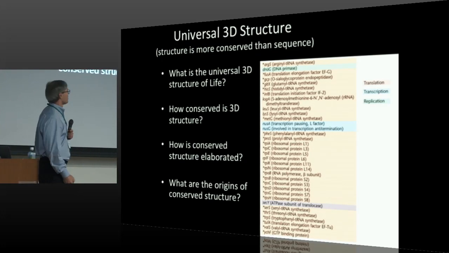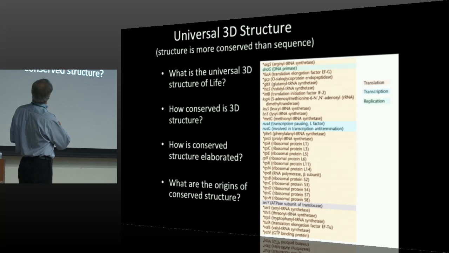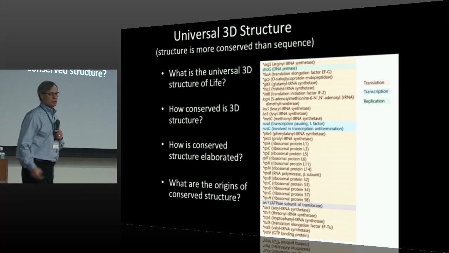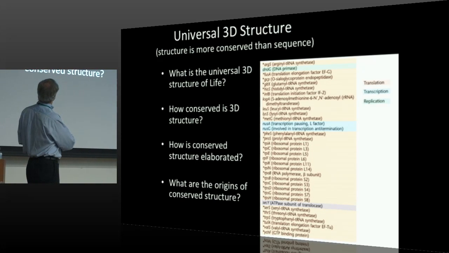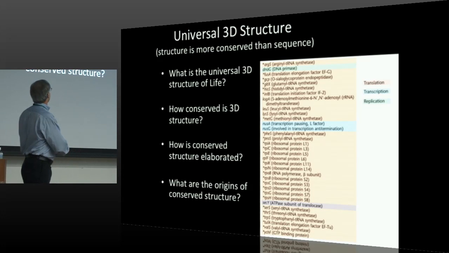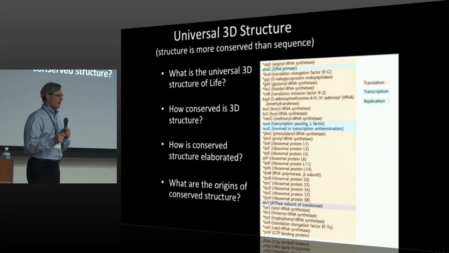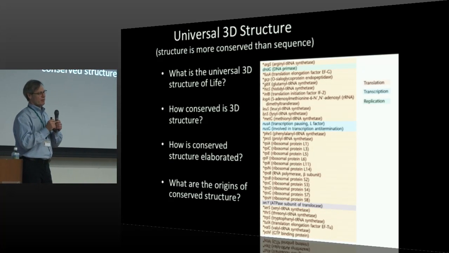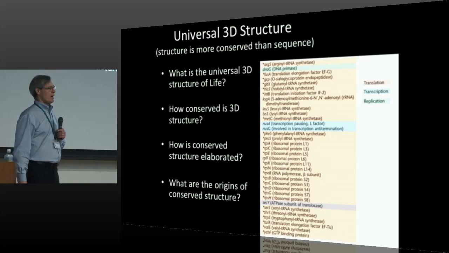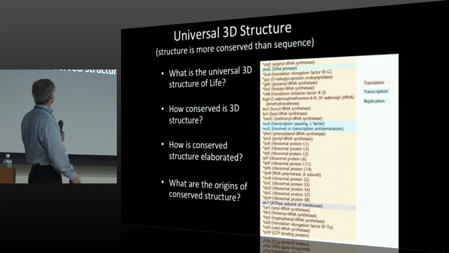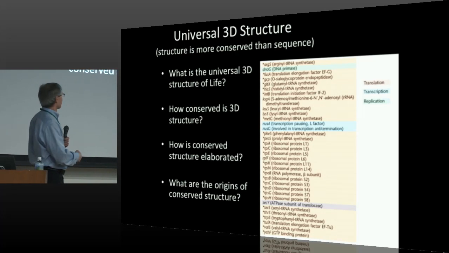Okay, so this is what we do. We're looking at universal three-dimensional structures. And we do that, as I said, because structure is more conserved than sequence. If we want to look far back in time, we use three-dimensional structures. And we're asking, what is the universal three-dimensional structure of life? How conserved is it? Sequence is kind of digital, essentially. You can say this is a C, this is a G. But when you're talking about structure, you're talking about something that is continuous. You have RMSDs of atoms or something, and it's actually significantly more difficult to be analytical and quantitative about structural conservation than it is about sequence conservation. So we have to work and figure out how to deal with that.